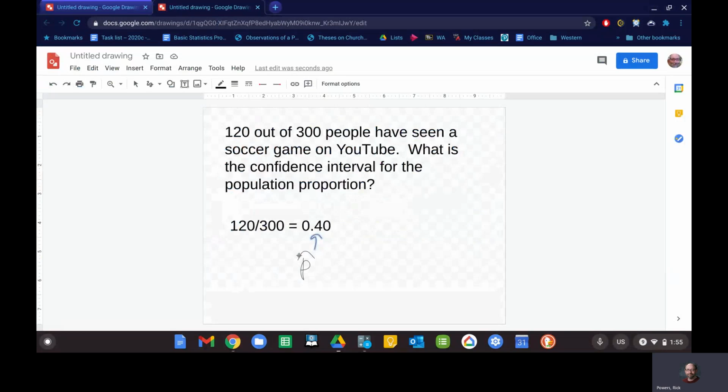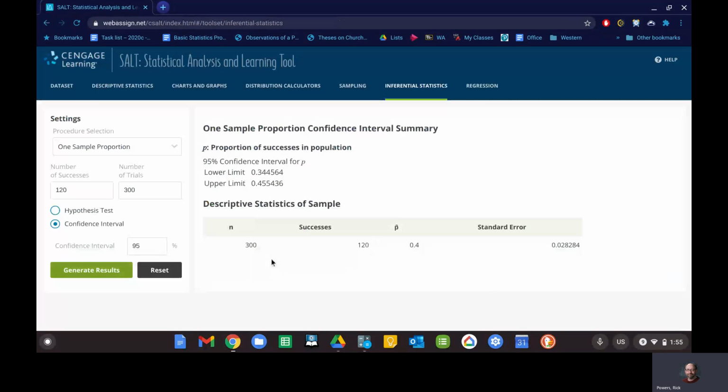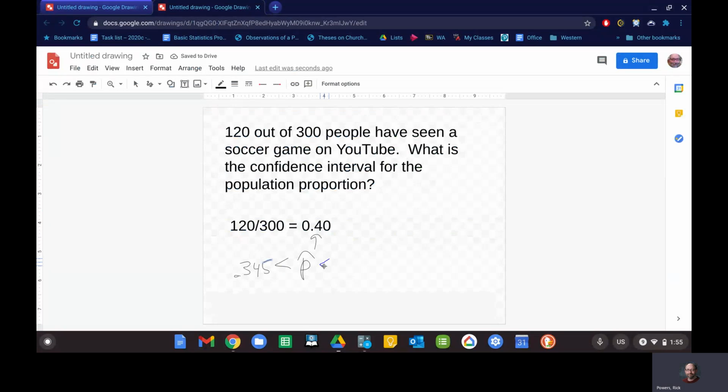Okay, so then that means p hat is between 0.345 here and 0.455 over here. What does that mean? That means I don't actually know what the population proportion is, but I am 95% sure that it's between these two numbers.